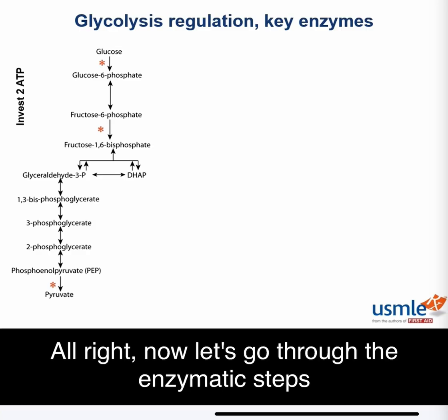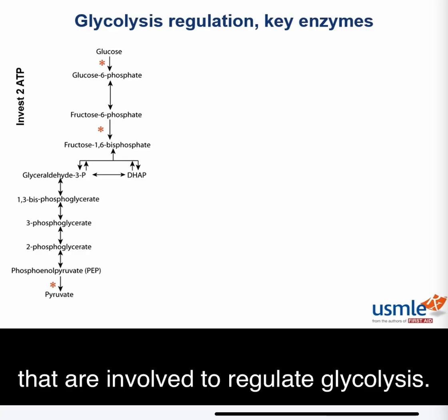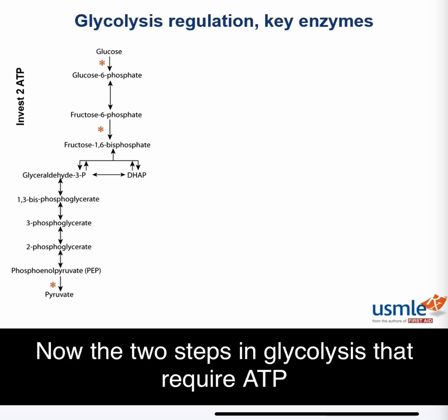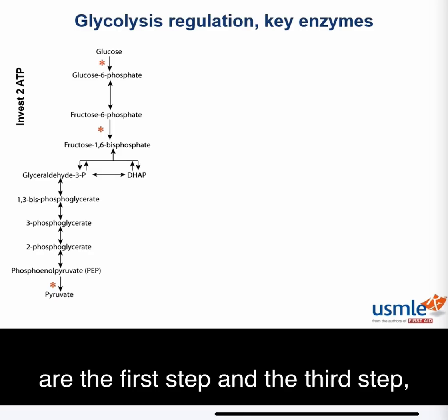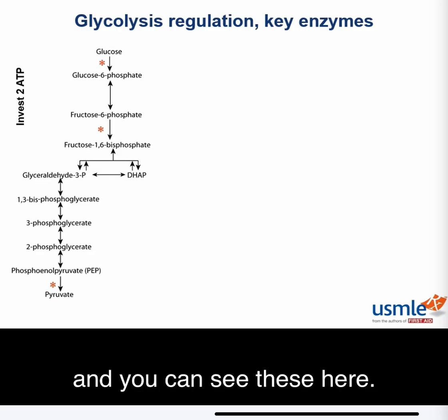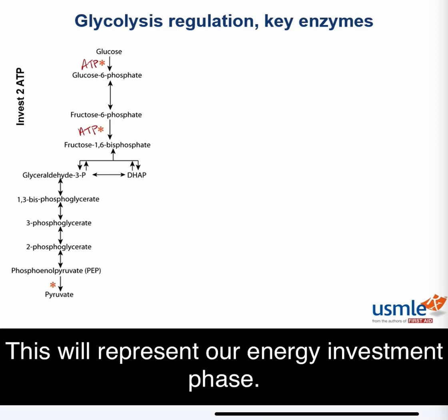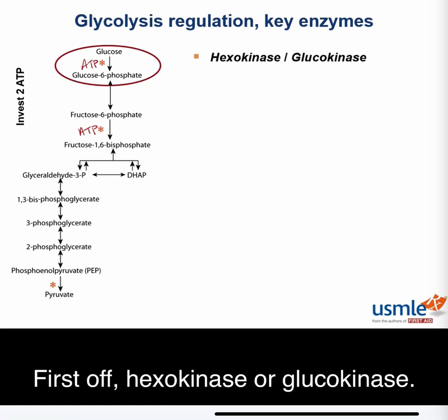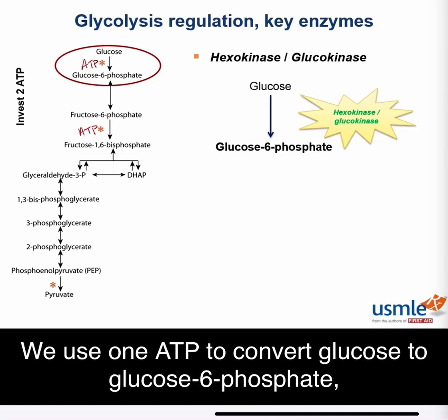Alright, now let's go through the enzymatic steps that are involved to regulate glycolysis. Now the 2 steps in glycolysis that require ATP are the first step and the third step, and you can see these here. This will represent our energy investment phase. First off, hexokinase or glucokinase will use 1 ATP to convert glucose to glucose 6-phosphate.